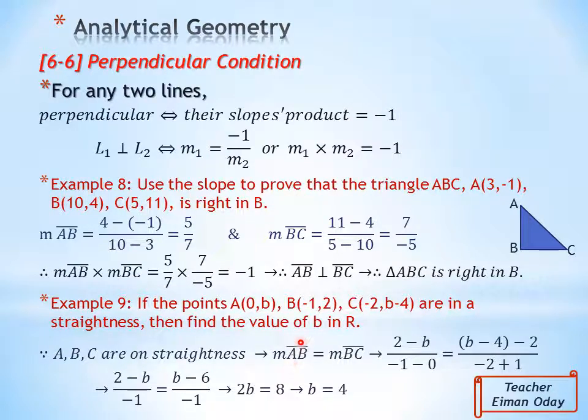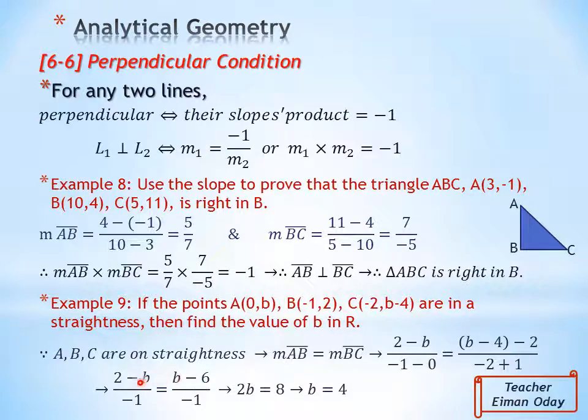So what is the slope of AB? It is y2 minus y1 over x2 minus x1. So this is 2 minus b over -1 minus 0, equal to the second slope BC: y2, which is b minus 4, minus 2, which is y1, over x2 minus x1, -2 plus 1. Now when we simplify, this is 2 minus b over -1 equal to b minus 6 over -1, since b minus 4 minus 2 is b minus 6, and -2 plus 1 is -1. So the denominators are equal, then the numerators: 2 minus b equals b minus 6.